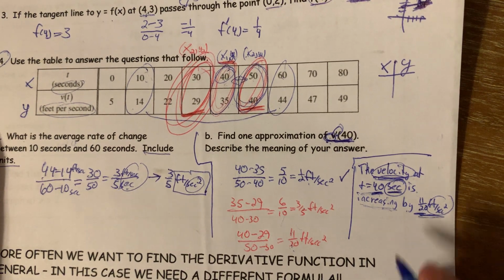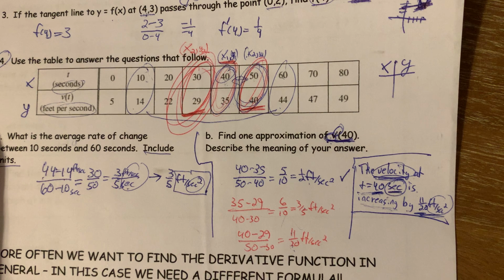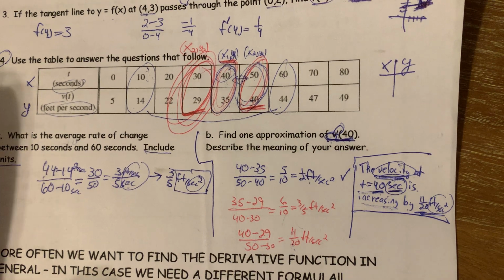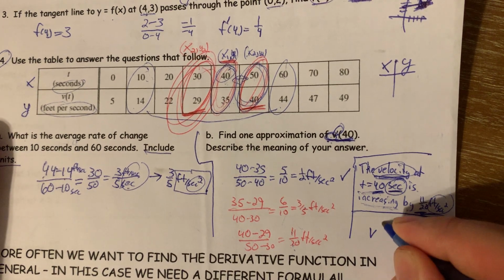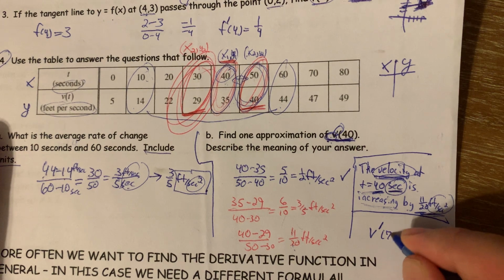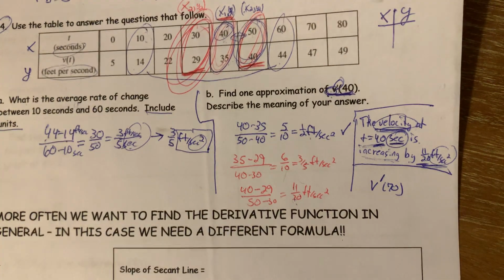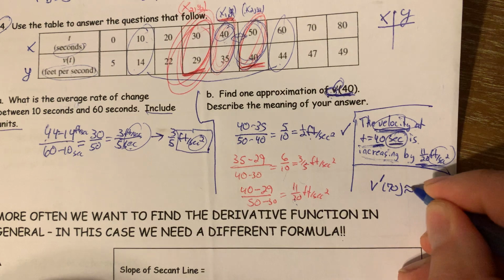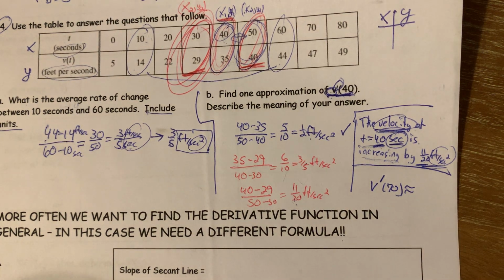Go ahead and find one possible estimate for v prime of 70. So go ahead and find an estimate for v prime of 70. After you've found what v prime of 70 is, we're going to talk about what it means, but let's at least do v prime of 70 real quick.